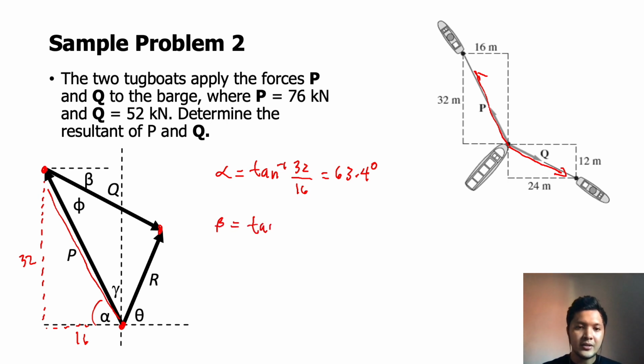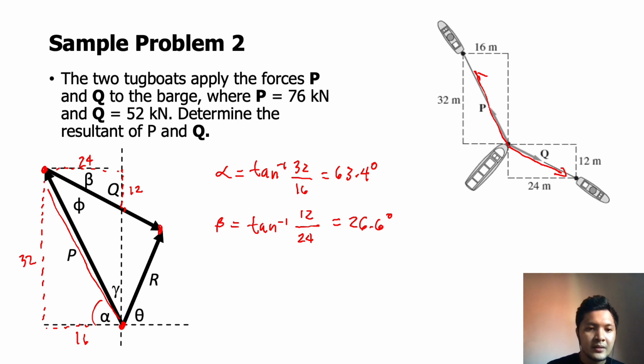Okay, now we can get beta. It's arctangent of the components of this, based on this illustration. So this is 24, and then this is 12. So therefore the opposite side of this beta is 12, and the adjacent side is 24, which gives us 26.6 degrees.